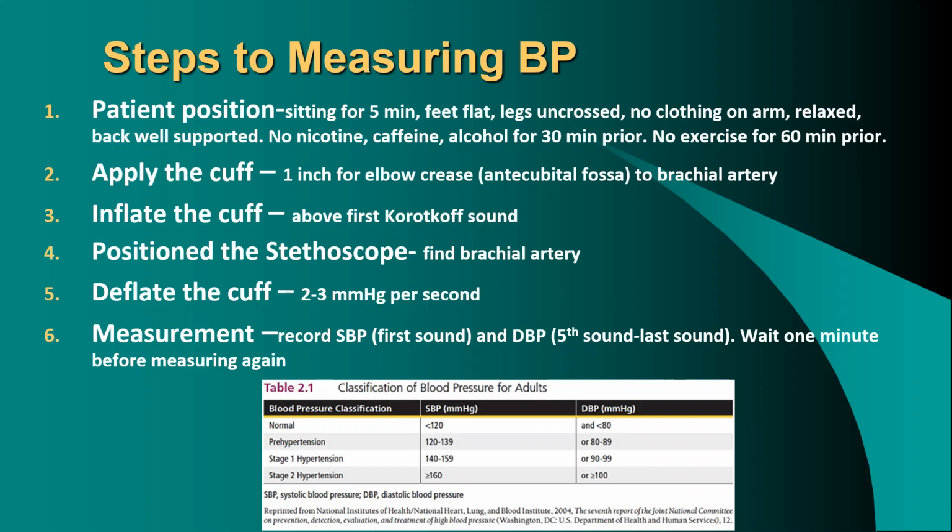If you know their blood pressure, you want to go above that. If you don't know, then you would go to about 160, inflating it rather quickly, so that there's less discomfort, because basically you're cutting off the circulation from the top of the arm to the bottom, so it's not very comfortable. And then you find the brachial artery to put the stethoscope. Then you deflate the cuff about 2 to 3 millimeters of mercury per second, and it kind of looks like the second hand of a clock.